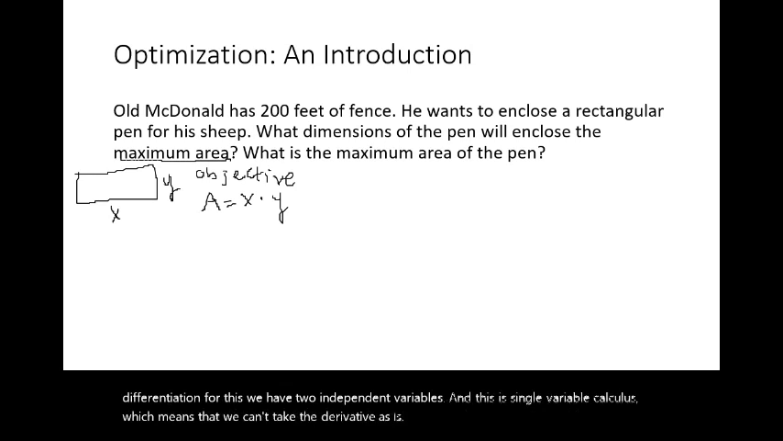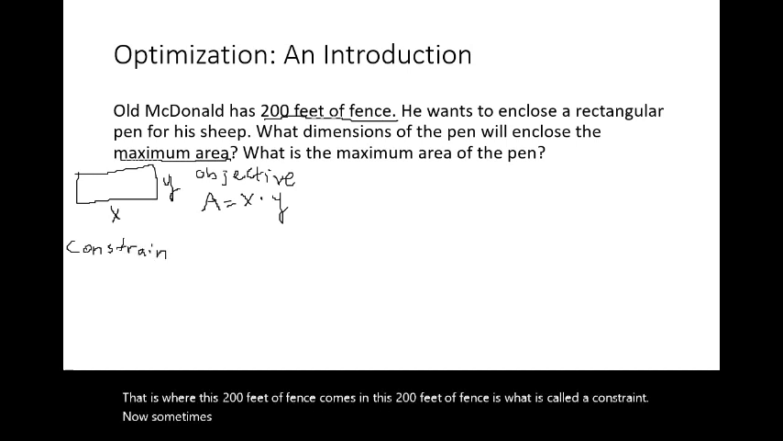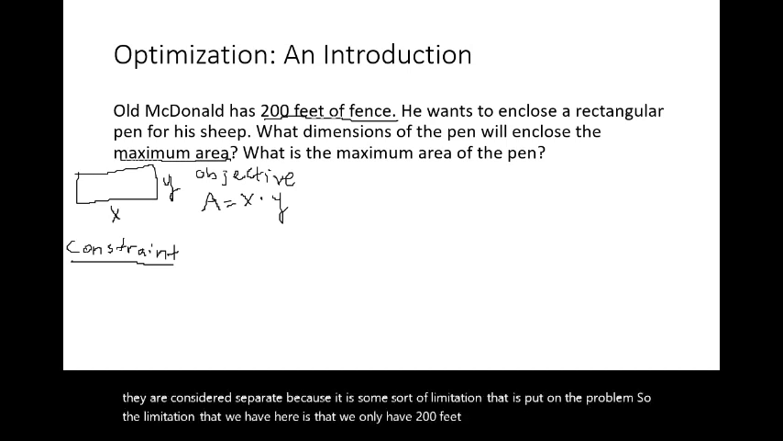That is where this 200 feet of fence comes in. This 200 feet of fence is what is called a constraint. Now, sometimes the constraints in a problem are built into the scenario itself, and sometimes they are considered separate because it is some sort of limitation that is put on the problem. So the limitation that we have here is that we only have 200 feet of fence. We have a limited amount of fence.